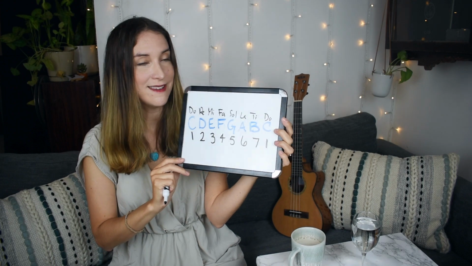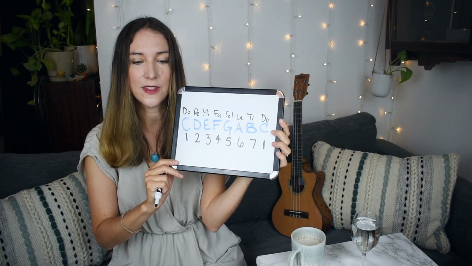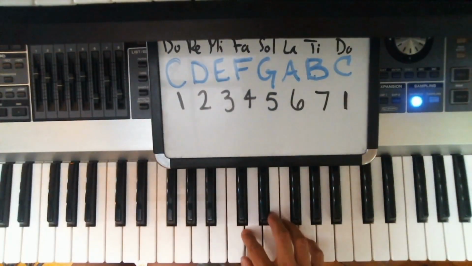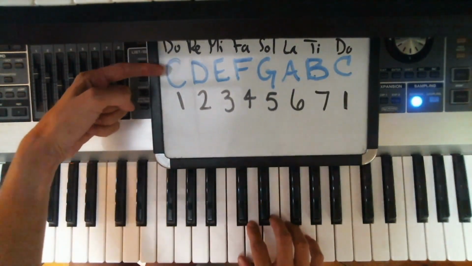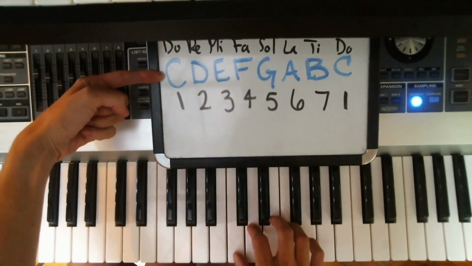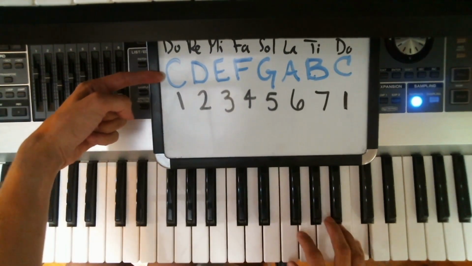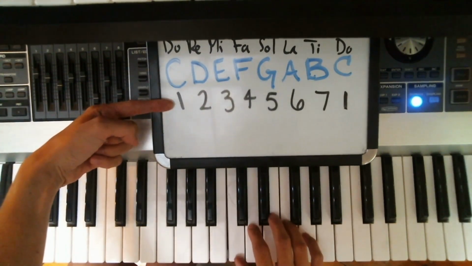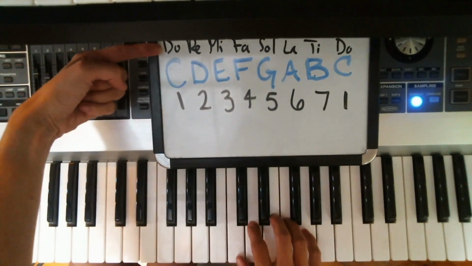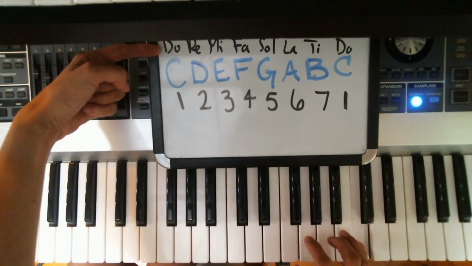Now we're gonna add another level to this, and I think I'm gonna go over to the piano for this one. So now that we're here at the piano, let's again check out these different ways to look at the scale. So far we've got our letter names, our note names. C, D, E, F, G, A, B, C. We've got our numbers here. 1, 2, 3, 4, 5, 6, 7, 1. And we've got solfege. Do, re, mi, fa, sol, la, ti, do.